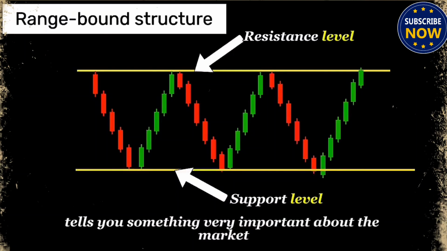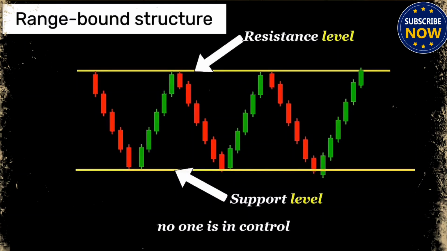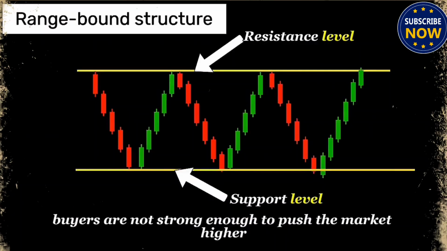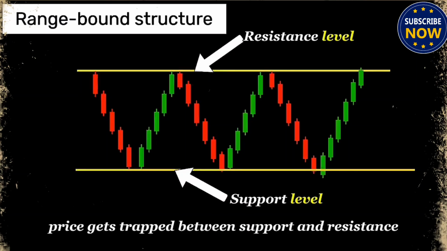This type of structure tells you something very important about the market. Buyers and sellers are in balance. No one is in control. Buyers are not strong enough to push the market higher, and sellers are not strong enough to push it lower. As a result, price gets trapped between support and resistance.